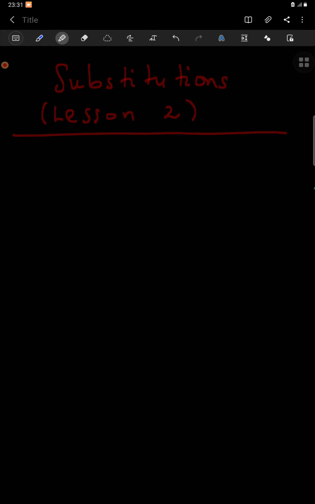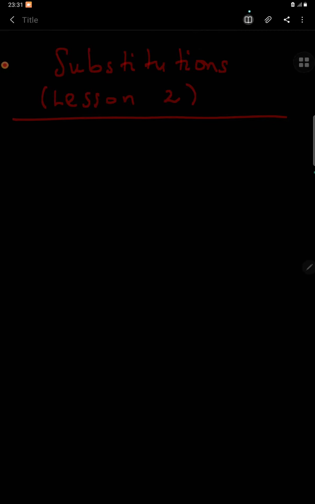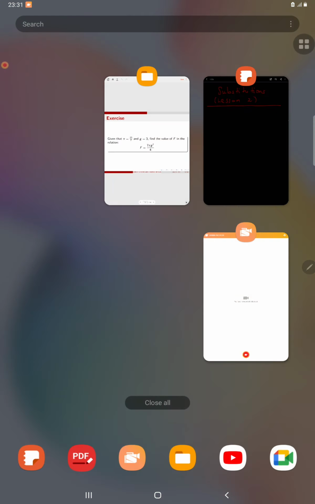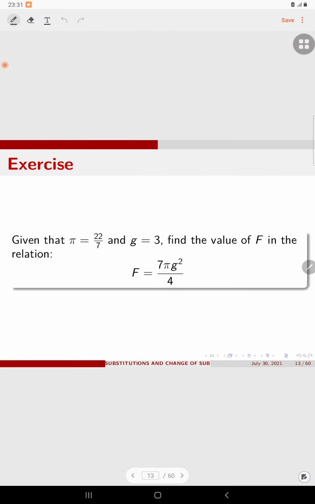All right. So, last time we took some examples on substitution, and here I want us to look at another example, but this one is slightly different from the one we saw. Let's look at this example. We are given pi as 22/7 and g as 3. For this case, it involves an equation. We are supposed to find f when f is equal to 7 pi g squared over 4. How do we solve this question?